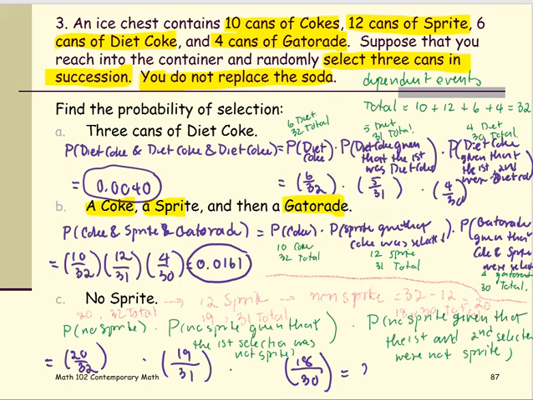And multiply these numbers: 20 over 32 times 19 over 31 times 18 over 30. In the decimal form, we get 0.2298, or about a 22.98% chance to obtain each can that's not Sprite.